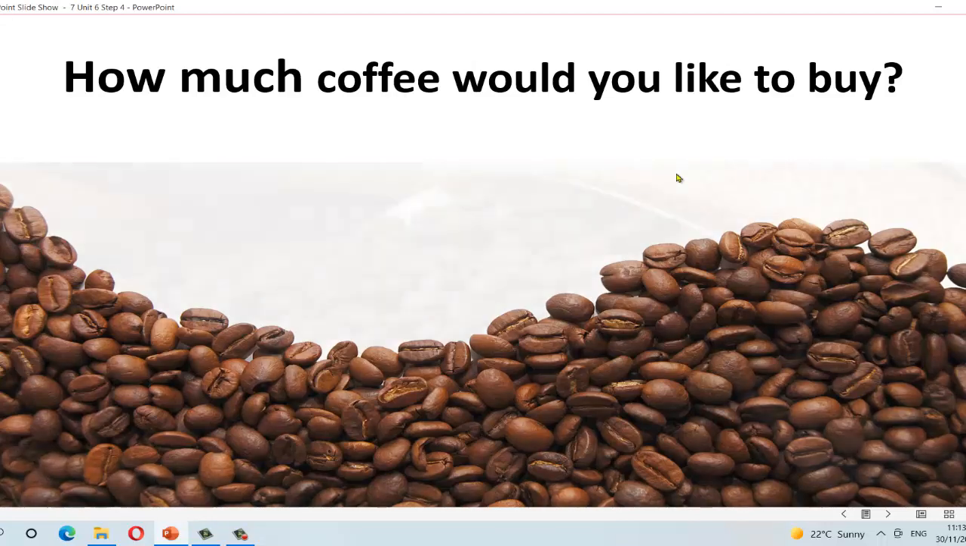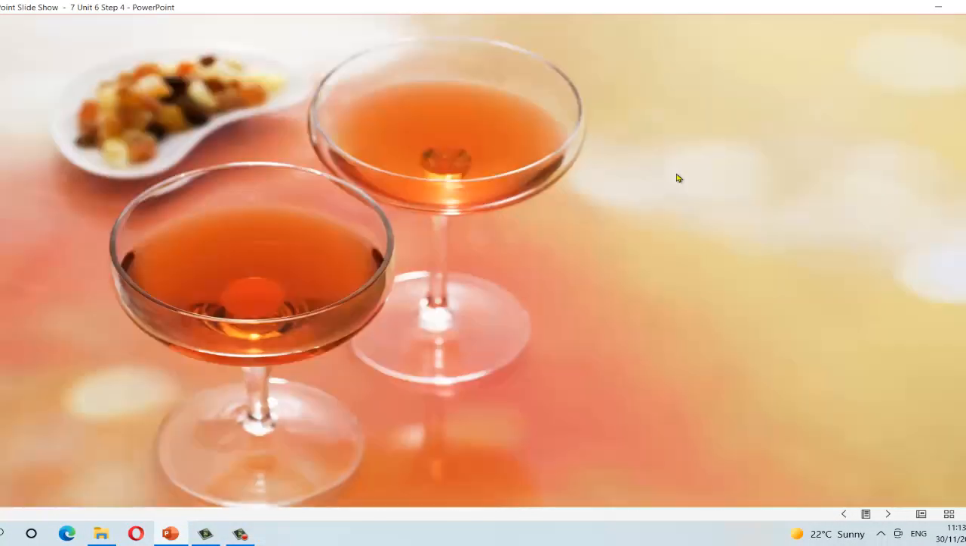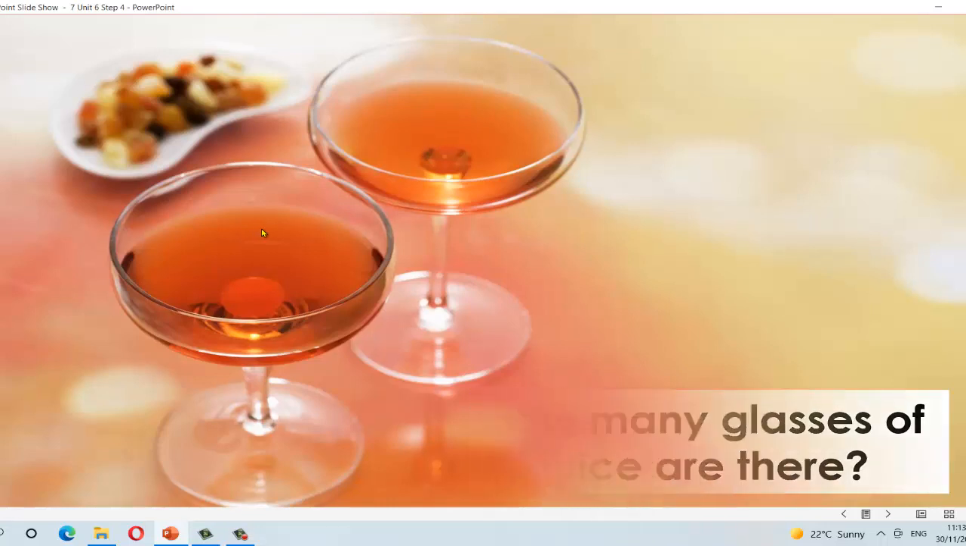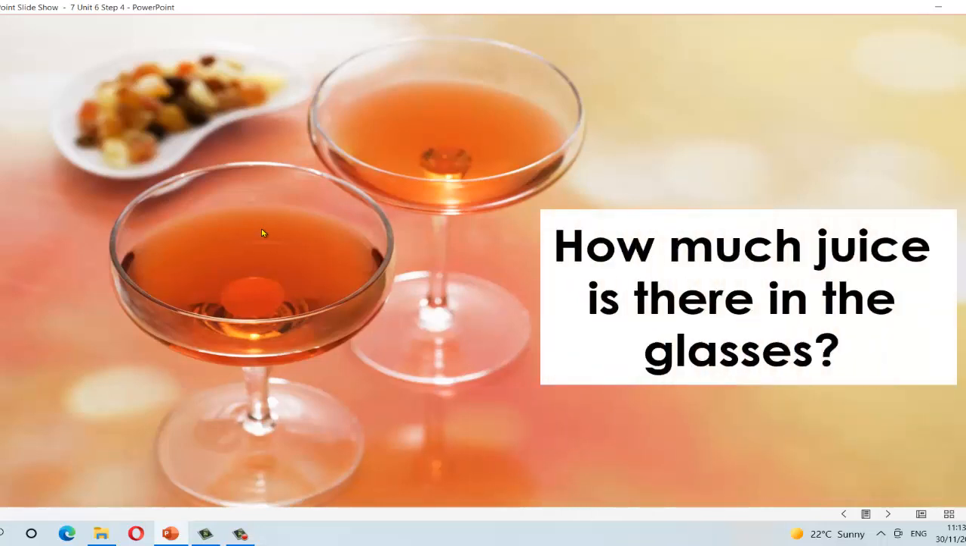How much coffee would you like to buy? Pay attention with me, please. How many glasses of juice are there? Two glasses. How much juice is there in the glasses? If you want to ask about the amount of the juice, ask with how much. But if you want to ask with how many, ask saying how many glasses of juice.